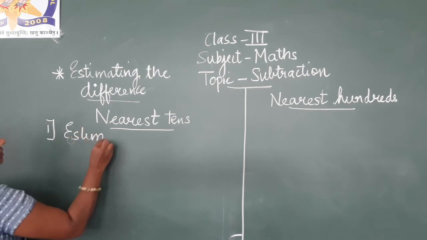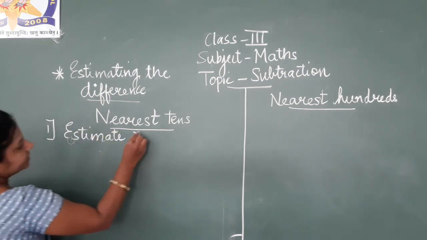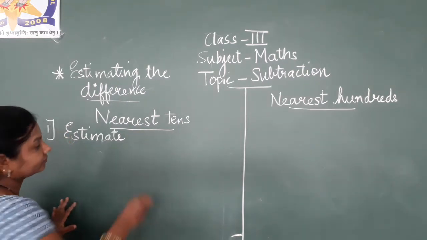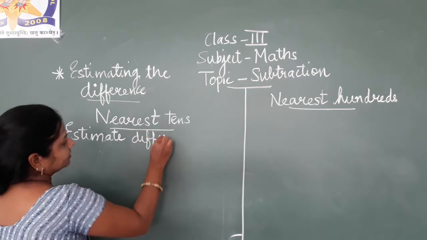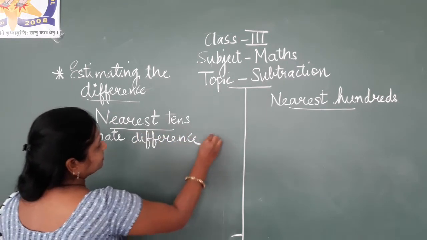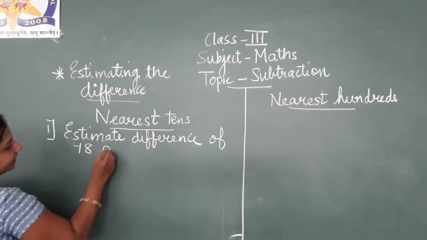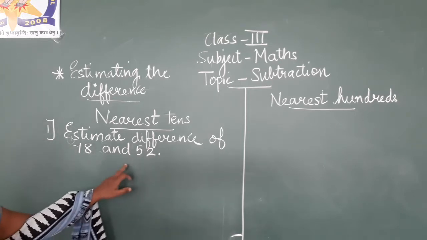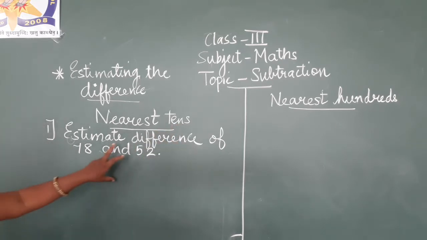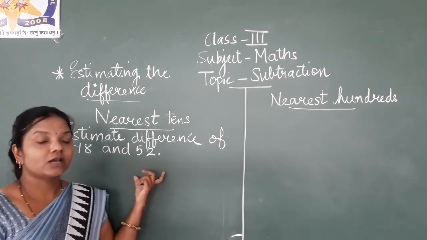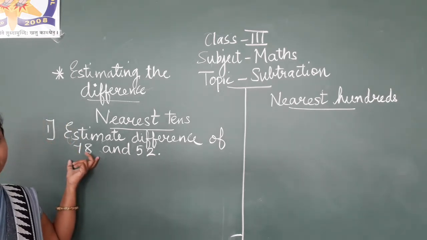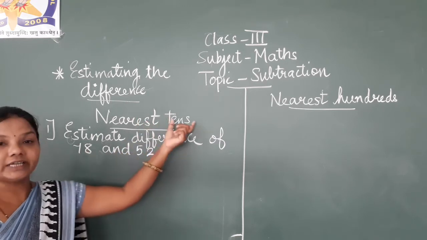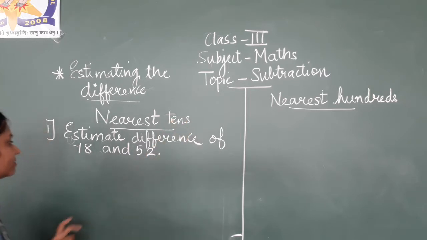Estimate the difference of 78 and 52 to nearest 10. So what do we have to do here first? First, we are going to round off 78 to nearest 10 and then we are going to round off 52 to nearest 10. So let us round off.